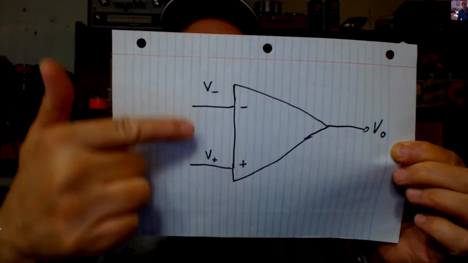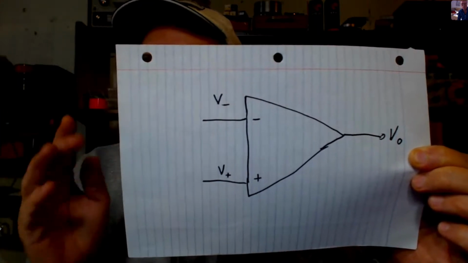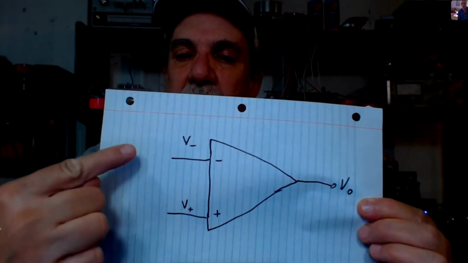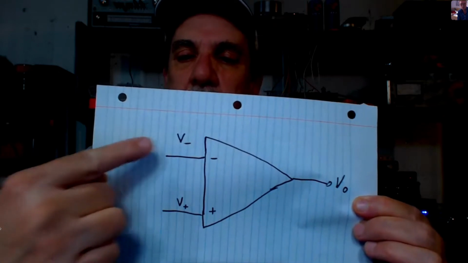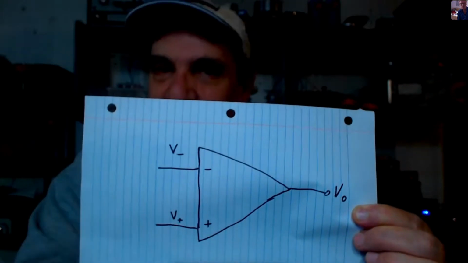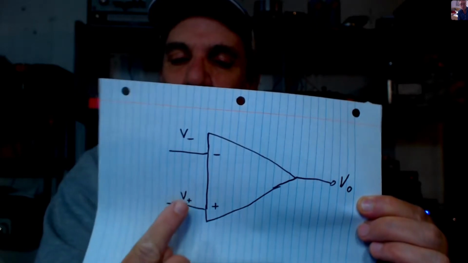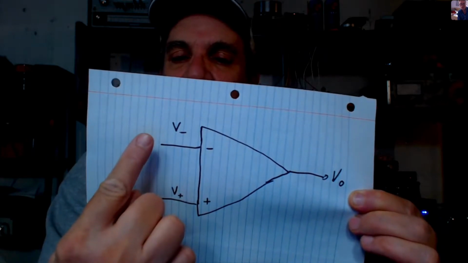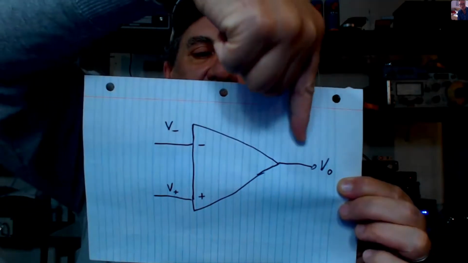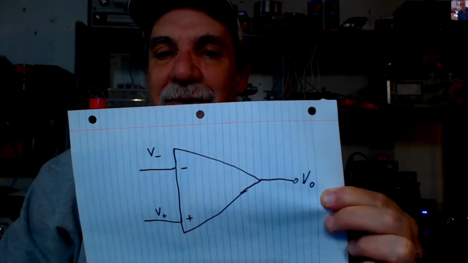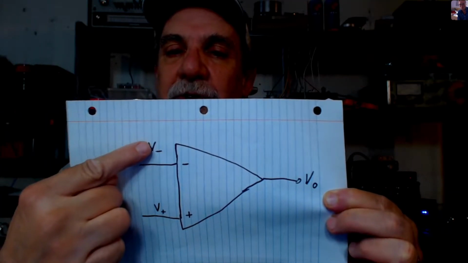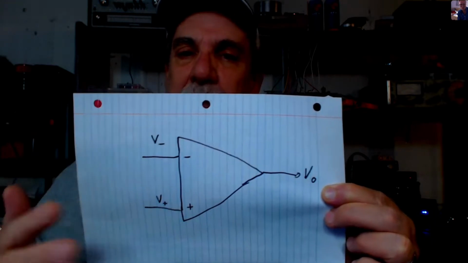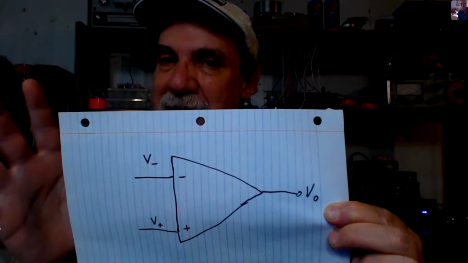Now, the minus and plus on these inputs do not mean polarity in the sense that we think of as DC. They're actually polarity in the sense of which way does that output go depending on how those terminals are addressed. So, for example, if the voltage on the V plus terminal goes up, the voltage at the output goes up. If the voltage at the V minus terminal goes up, we get the opposite. The voltage at the output goes down. So this is usually referred to as an inverting input. This is referred to as a non-inverting input, and there is an output.